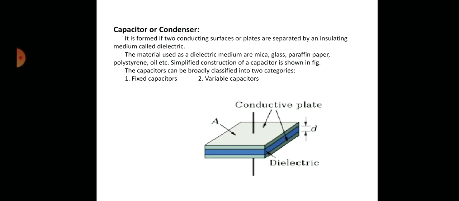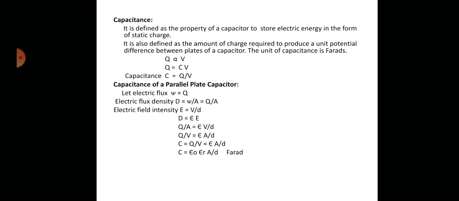The materials used for the dielectric medium are mica, glass, paraffin paper, polystyrene, oil, etc. Capacitors are classified as fixed capacitors and variable capacitors. A fixed capacitor is one whose value is fixed, and a variable capacitor is one whose value we can change. Now capacitance is the property of a capacitor to store electric energy in the form of static charge, or it is defined as the amount of charge required to produce a unit potential difference between the plates of the capacitor. The unit of capacitance is farad. Q is directly proportional to V, so Q equals CV. So capacitance C equals Q upon V.